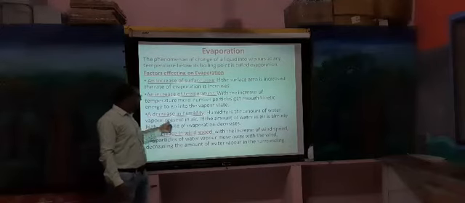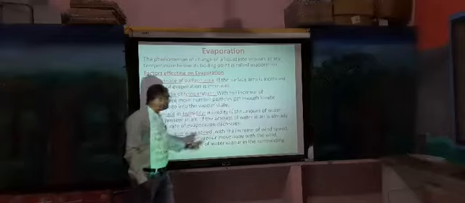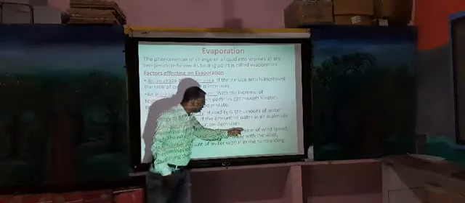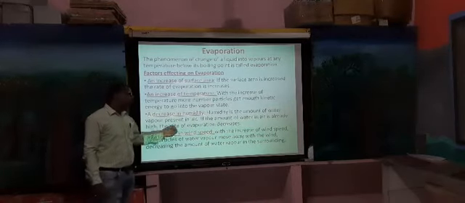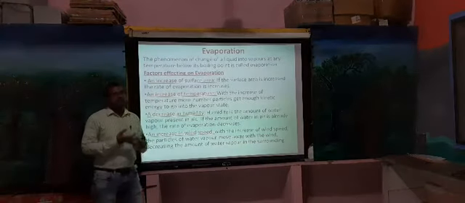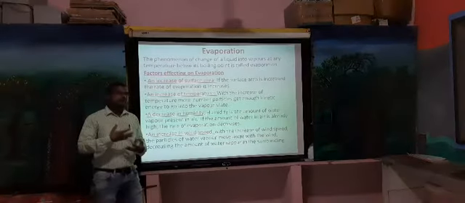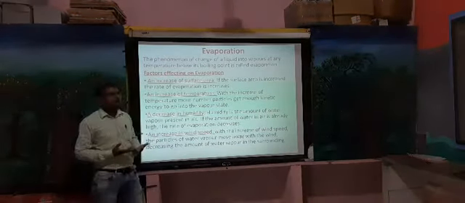The third one, decrease in humidity. What is humidity? The water vapor which is present in the air is called humidity. If the amount of water in the air is already high, the rate of evaporation decreases. What is humidity? The water vapor which is present in the air is called humidity. If the water is already present in the air, automatically it decreases evaporation.